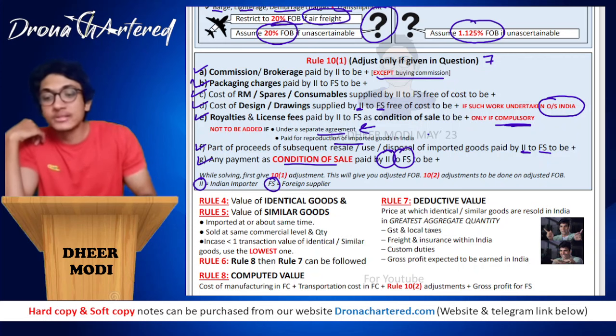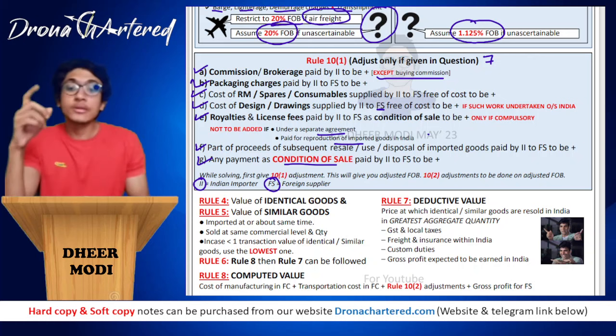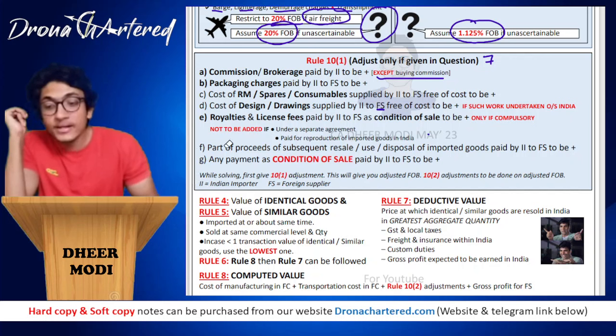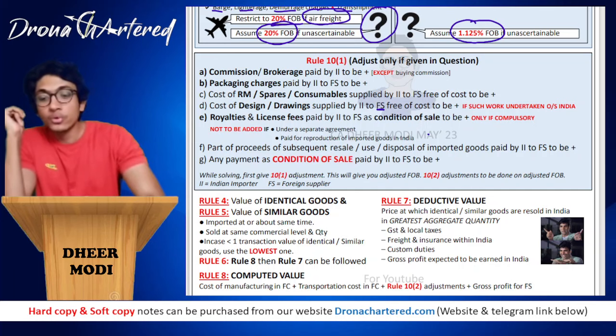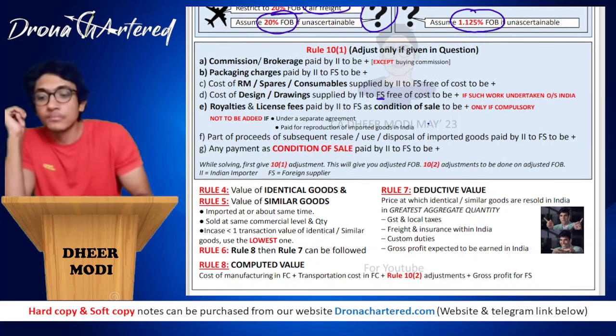These are your 7 adjustments which have to be added only and only if it is given in the question. This is your rule 10.1. But those under rule 10.2 have to be mandatory to be added, because those are mandatory adjustments. Okay, so we are now coming to your next rules. So these are very, very simple, nothing to worry about.